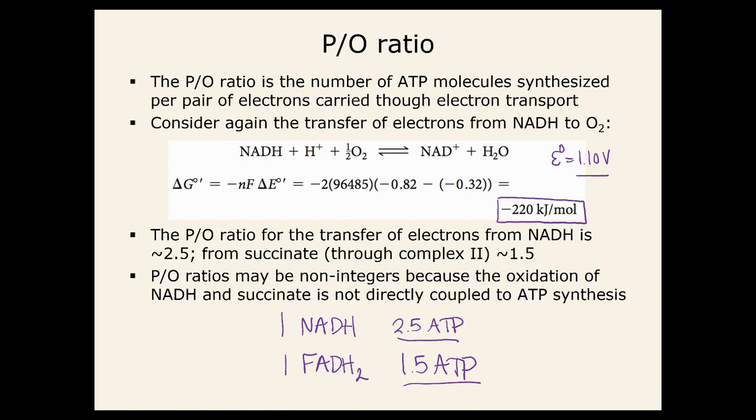So it might sound funny, the 2.5, 1.5. If we think of it more as a mole quantity, then the halves make a lot more sense. And the electron transfer reactions are not directly coupled to ATP synthesis, as we'll see. So that's why they're not integer values. But these will be important numbers for us to consider when we look at our final bookkeeping.